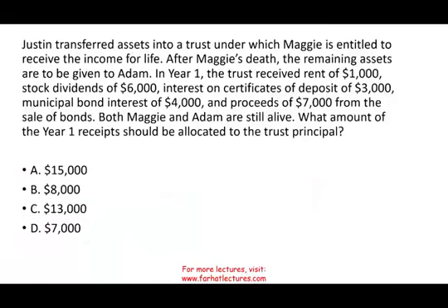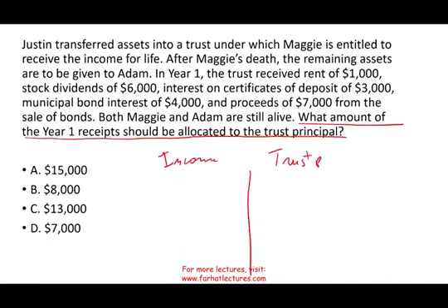So let's take a look at the first question. The first question reads, and always read the question first: What amount of the year one receipts should be allocated to the trust principal? So what does that mean? I see some numbers. What amount is allocated to the trust and what amount is allocated to income? Immediately in your mind, you should have the picture that certain things go under income, and certain things go under the trust principal. Sometimes on the exam they call it the corpus, what stays with the trust. So here they're asking you, what amount goes here? That's it.